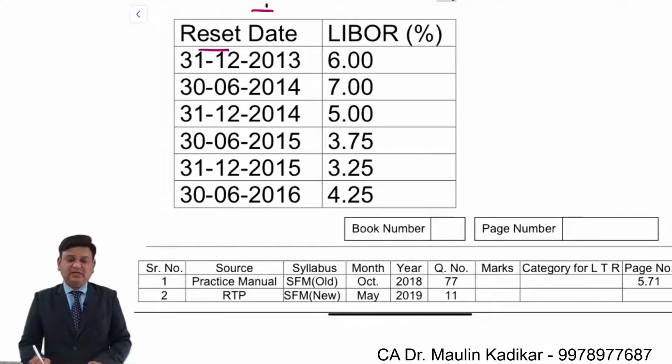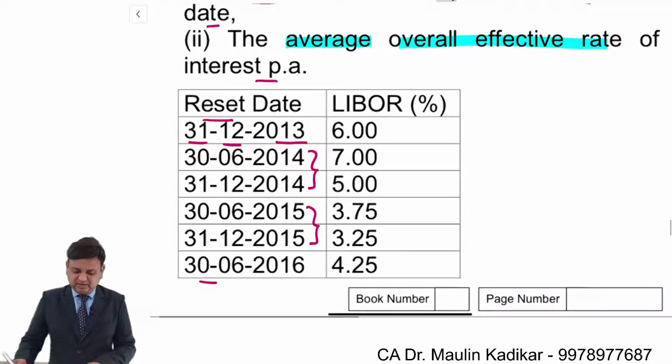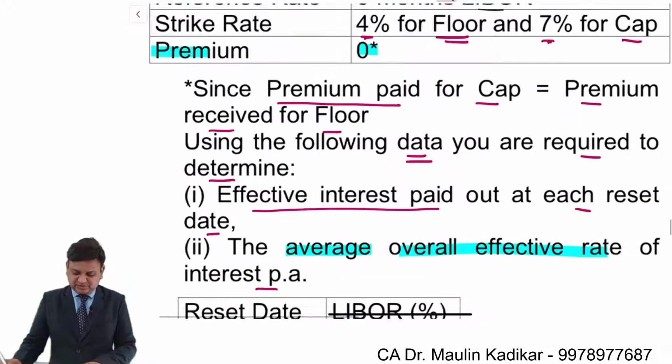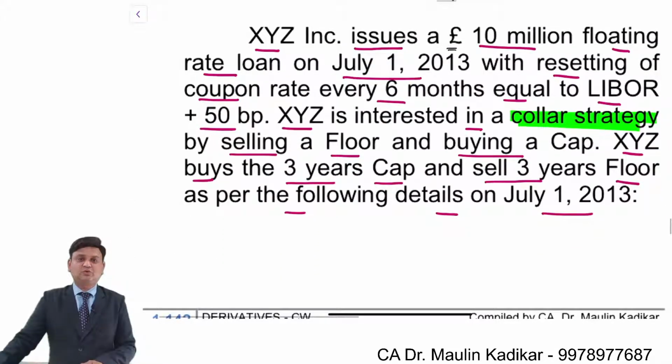Reset dates have been given to us: 31st of December 2013, 2014, 2015 and 30th of June 2016. LIBOR rates have been given to us. Everybody is requested to go through the question. Do not solve it, just go through it. That is a new point in the question.